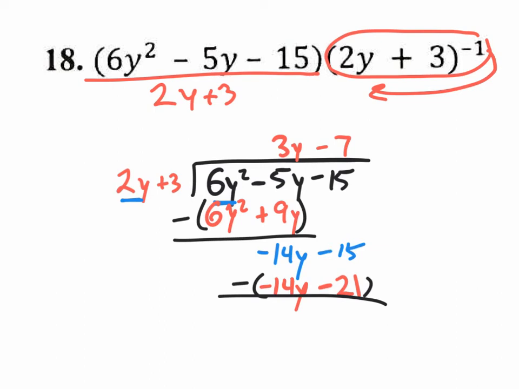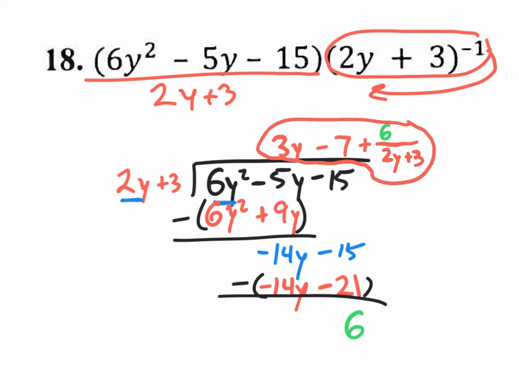Negative 15 plus 21, that's going to be a positive 6 as your remainder. And obviously, this becomes positive, which cancels. So this is your remainder. So your final answer for number 18 is 3y minus 7 plus that remainder over the original divisor, 2y plus 3. So there's your final answer. 3y minus 7 plus the fraction 6 over 2y plus 3.